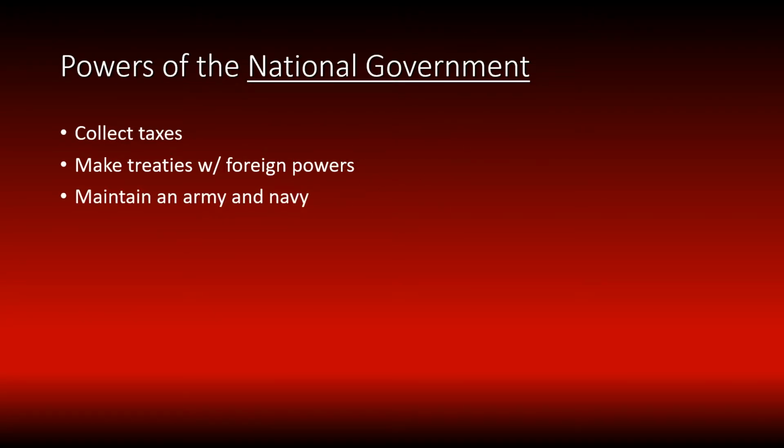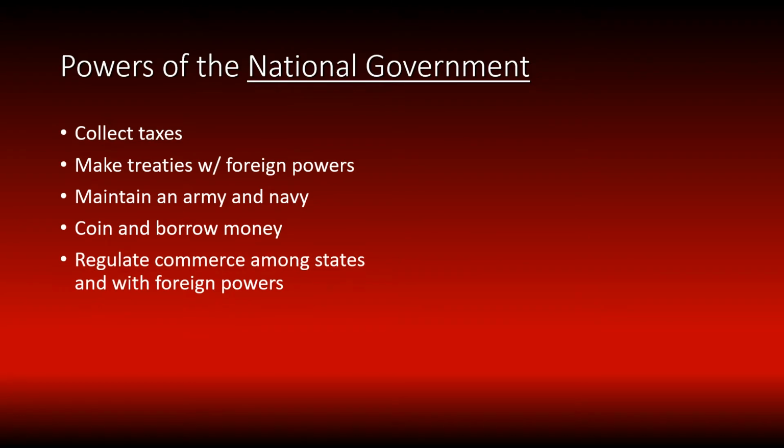They were able to maintain an army and a navy, and they could do this because they could collect taxes from individuals and pay for the army. They could coin and borrow money, which is also very crucial for keeping a government running. They were able to regulate commerce among states and with foreign powers. And again, if Massachusetts and New York, or as commonly happened, New Jersey and New York City, would have a debate about who controlled commerce on the Hudson River, the national government could step in and make that decision. That was often done in the form of judicial cases by the federal judiciary, the Supreme Court.